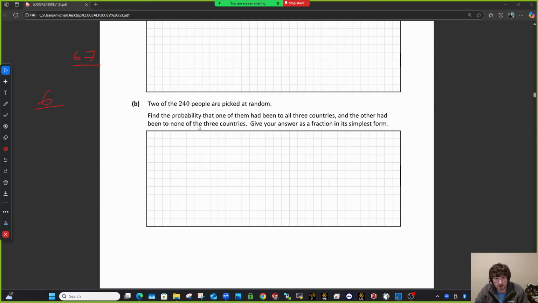So what they asked down here is 2 people are picked at random. Find the probability that one of them went to all 3 countries and the other went to none of the countries. So you got to be careful here. There's an order thing that matters. So this can be done 2 ways. The first person you picked went to all the countries, so that's like a yes. And then the second person was the one who went to none of the countries. Or you could do it the other way. The first person was the person who went to none of the countries, and the second person was the one who went to them all, so that's a yes.